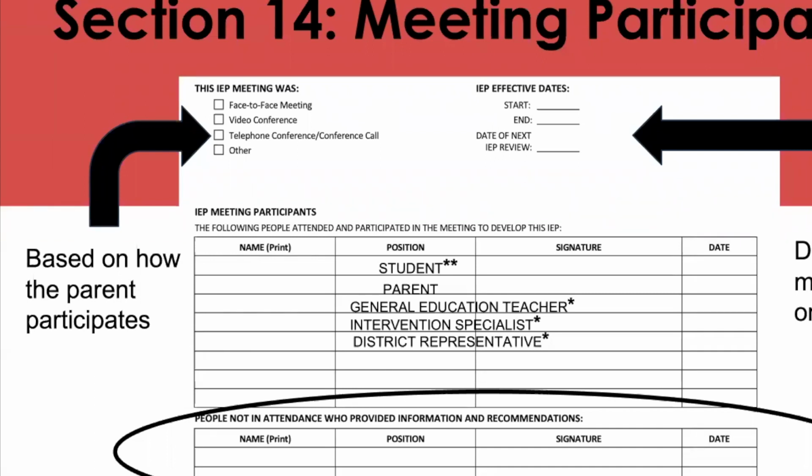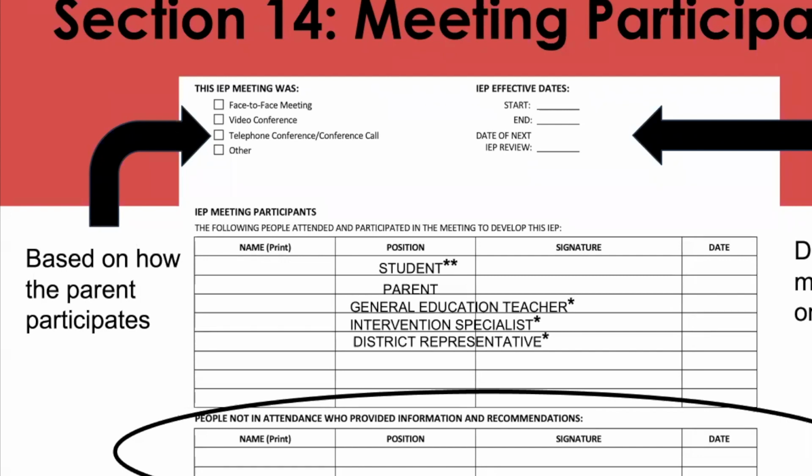Especially coming out of COVID, there has been a lot of guidance given that every prior written notice should include how the meeting was held. So if it was virtual, if it was face-to-face, if it was held via phone, getting that information in there, because before, almost all of our meetings were face-to-face, and now they're all different types of methods.